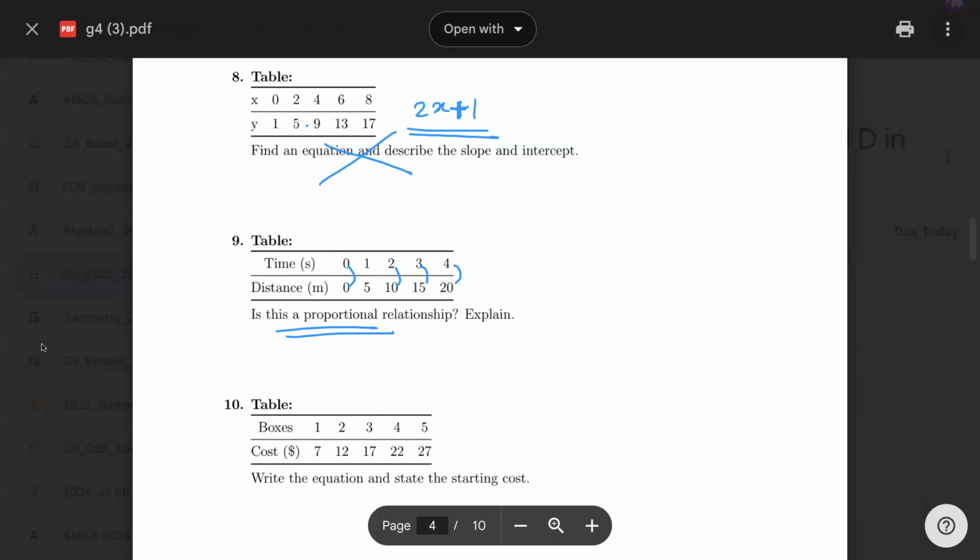Okay. Vaibhav, did you get it? But how is 0 to 0 equal to 1 is to 5? 0 is to 0. Oh, okay.